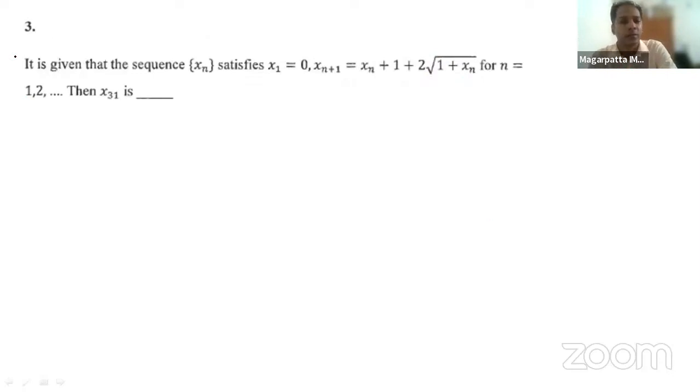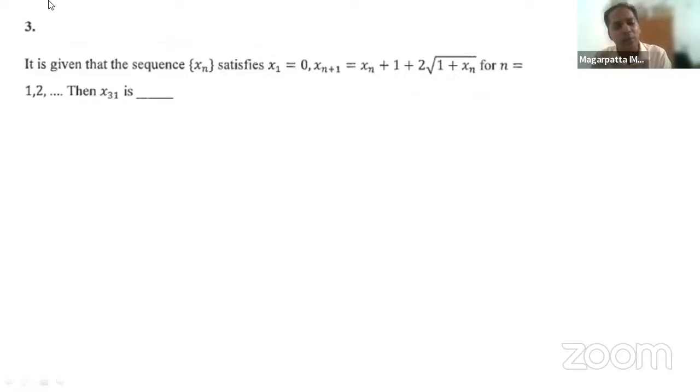The third question. Guys, need your participation here. What would you do if you look at this question? Should we do it or not do it? The sequence satisfies x1 is 0 and x(n+1) is xn plus 1 plus 2 under root of 1 plus xn. Should we solve it or not?